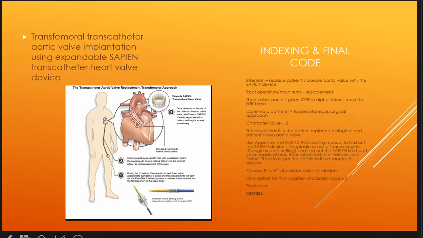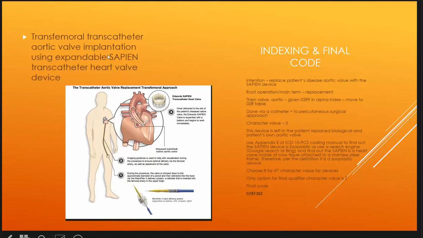So what is the intention? The intention is to replace the patient's diseased aortic valve with this device, which is known as SAPIEN. We're going to index the main term, which is replacement. Replacement, then valve, then the aortic. We're given 02RF. We move to the 02R table. We already have the body part value of F from the alpha.